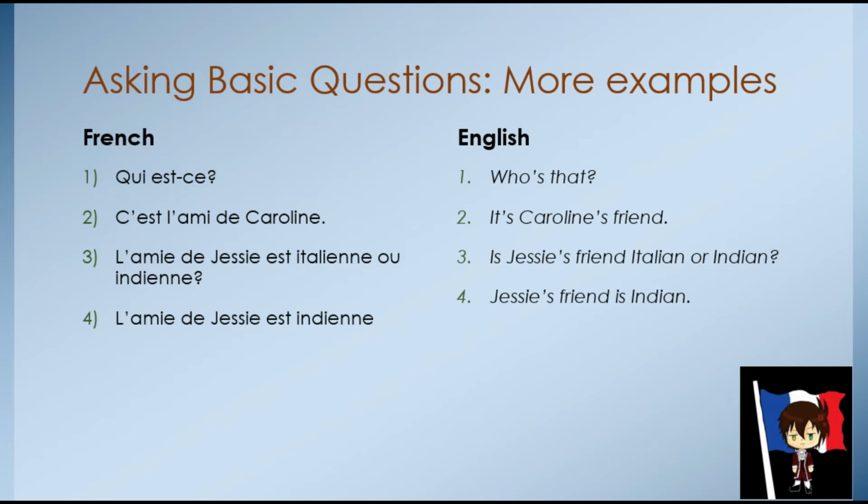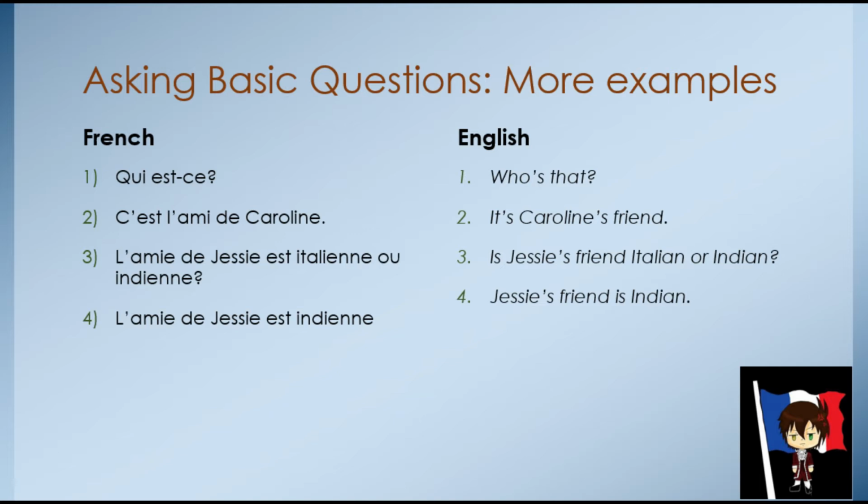Next, paano natin sasabihin ng who is that in French? So, that will be qui est. Next, we have it's Caroline's friend. So, c'est l'ami de Caroline. Third one, we have is Jesse's friend Italian or Indian? L'ami de Jesse est italien ou indien?